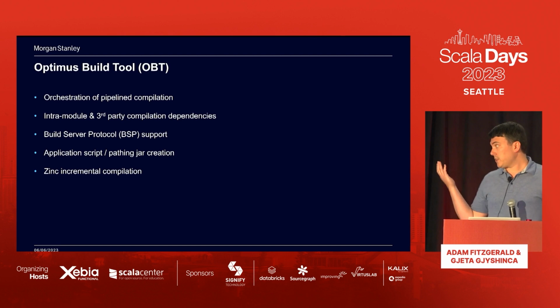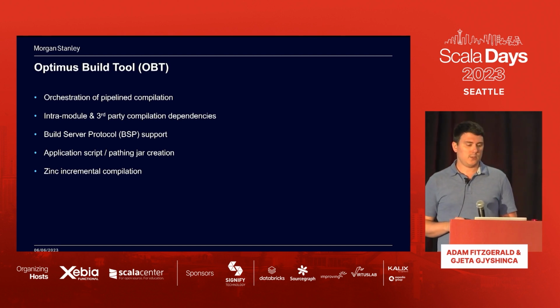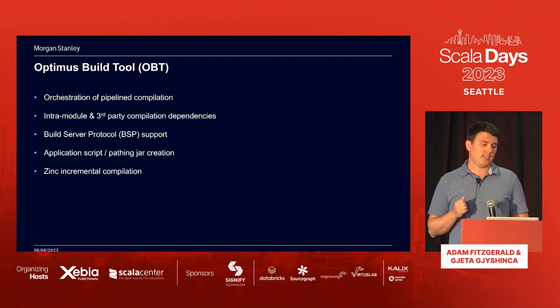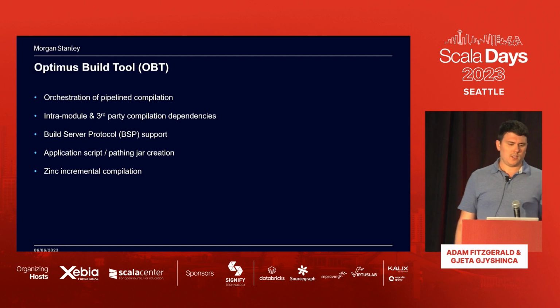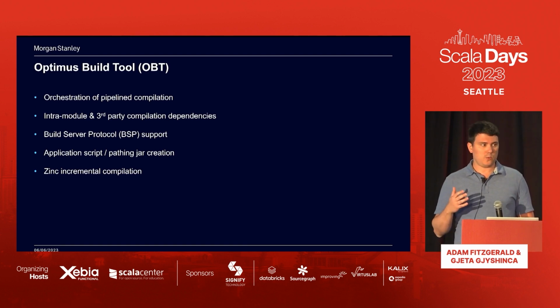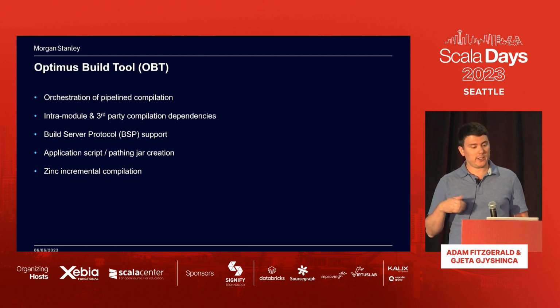We have integrated with IntelliJ, as you saw during Gjeta's demo, with the build server protocol, and OBT acts therefore as the authoritative source of truth for the project structure and the external dependencies. And last thing to mention is that when we do have to do the compilation, we can also try to do an incremental build from shared zinc analysis artifacts and do an incremental compilation using that.